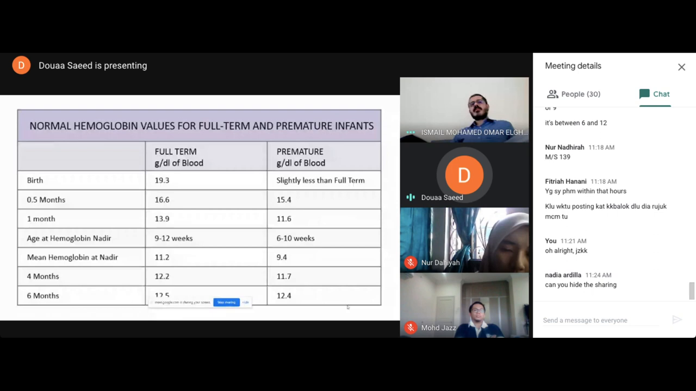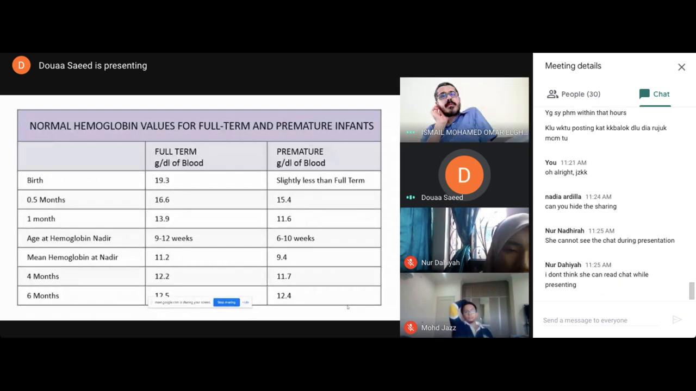The same thing applies for premature infants, but the values will be less than full term. At birth, their hemoglobin values will be less, and their decreasing trend will be lower, basically. So instead of 11.2, it will be 9.4 at the nadir point, and then by 6 months, it will start to increase back up again.